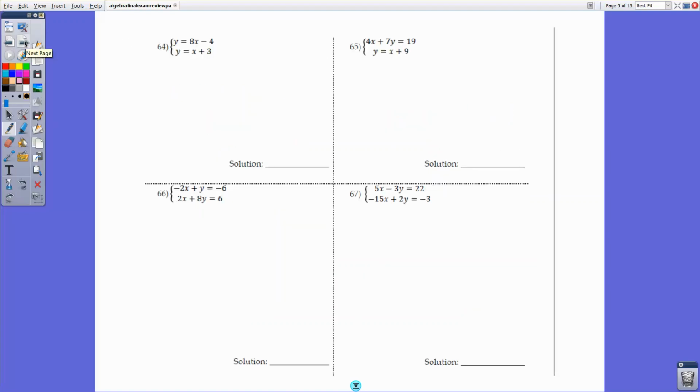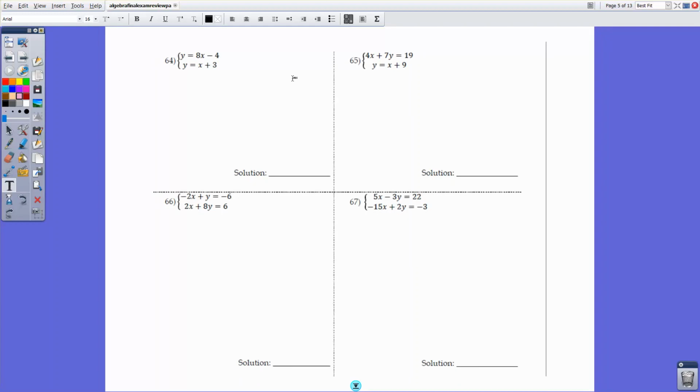Now, with these, we have an option of whether we can use substitution or elimination. I like to use substitution when an equation is already solved for one of the variables. I like to use elimination when they're all written in standard form. So with number 64, these are both solved for y, so we can just set them equal to each other and solve it like a regular linear equation.